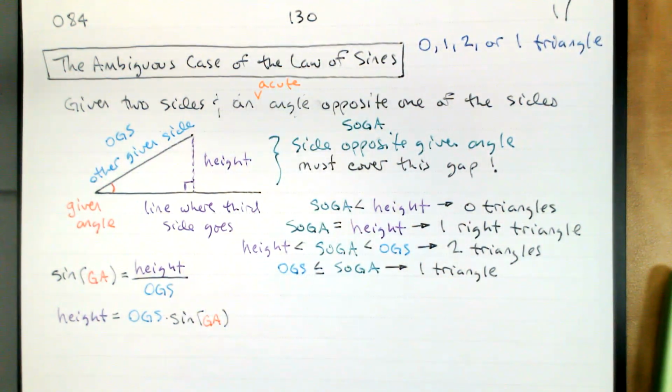So one strategy for dealing with the ambiguous case of the law of sines: we've got an opposing pair, A and alpha, and another side, that's the ambiguous case. We can calculate the height. Take the other given side and multiply by the sine of the given angle, and then compare the side opposite the given angle to that height. Clearly, if we're in the last one, the side opposite the given angle is greater than or equal to the other given side, we're not worried about the height. We already know there's one triangle.